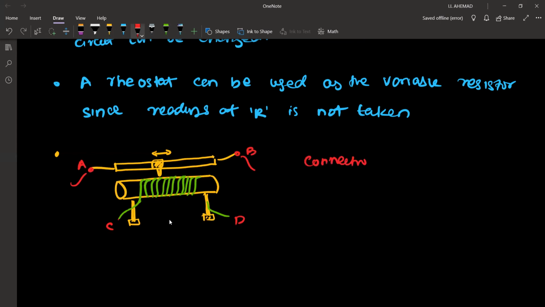Connections can be made between A and D. Here look at A and D. The current will flow in like this and go through the coil and leave through D. So if you move this, you are increasing. If you move this to this side, sorry, you are decreasing, because look, the length of the coil will reduce, right? So you can make a variable resistor.